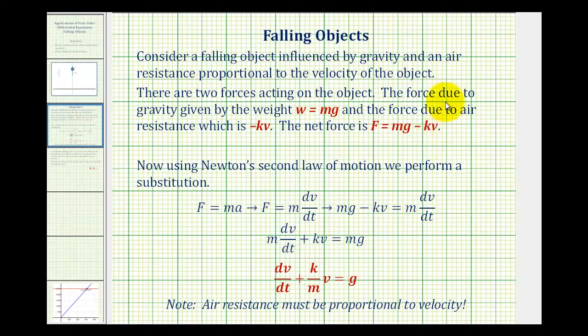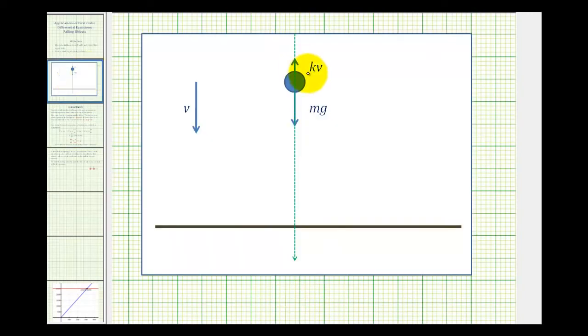Let's take a look at a diagram to get a better feel for what's happening here. If this circle represents our falling object, the force downward, again, is going to be m times g. So in this case, downward will be the positive direction, and therefore the force of the air resistance we're going to label negative k times v, because it's going to be in the opposite direction of the force downward. And this horizontal line here would be the ground.